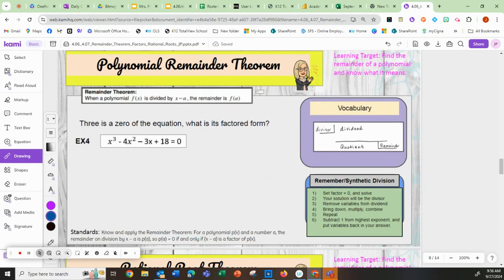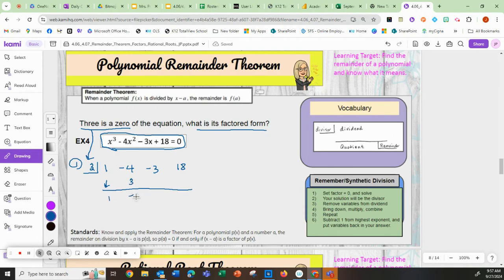This says 3 is a 0, so it's actually giving you a 0, and then it wants you to factor this polynomial. It wants to know what the factored form was. So your first step is to take this 0 that they give you and divide it into your polynomial using synthetic division. You have to use synthetic division here because you have to have a polynomial left. Your calculator's not going to give you a polynomial.